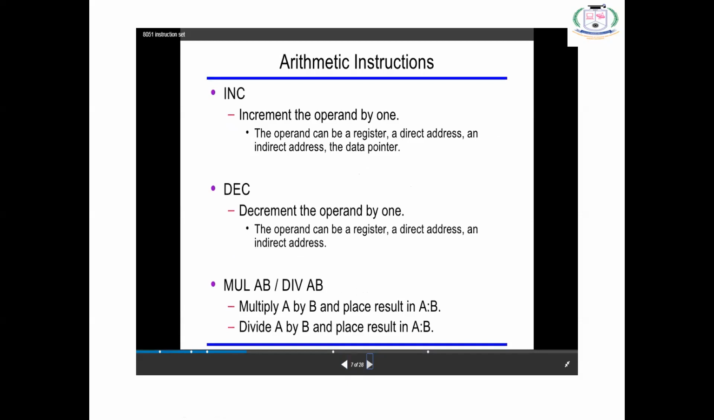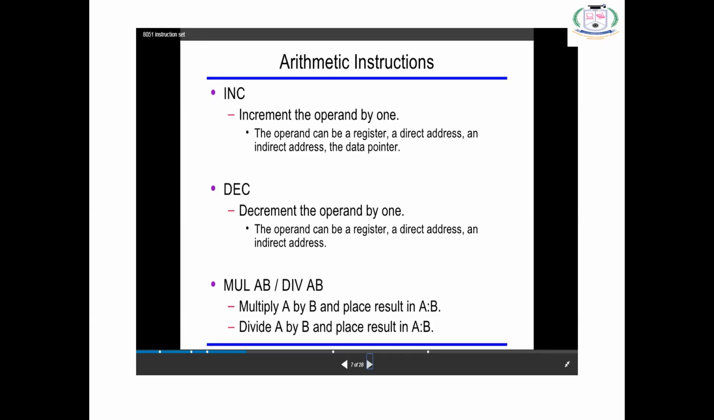Now another popular arithmetic instruction is INC and DEC, increment and decrement. Increment means it will increment the value by 1. So if I put INC A, my A value will be incremented. If I put INC R, my register value will be incremented. DEC means decrement: it always decrements the value by 1.